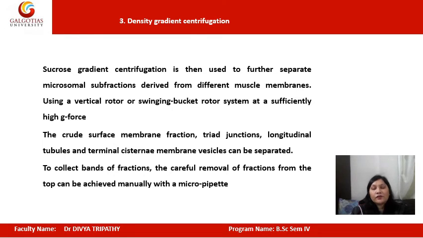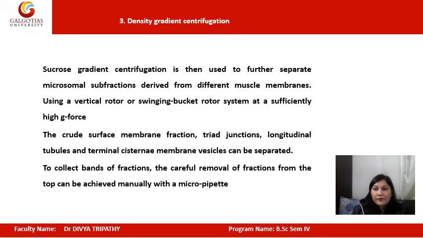This is of two types, rate zonal and isopycnic, that we have already learned. Now in cell fractionation, sucrose gradient centrifugation is generally used to further separate microsomal subfractions derived from the different muscle membranes.